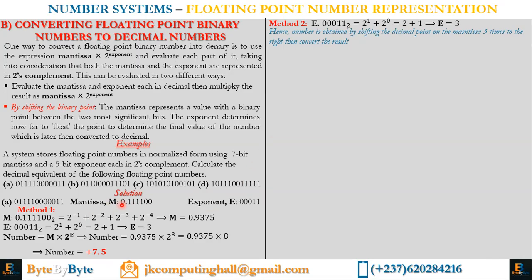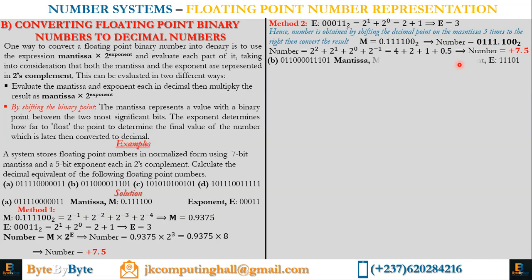And this is our mantissa here. I'm going to obtain the number by shifting this point 3 times: 1, 2, 3 times. So I'm going to have 111.100. I simply convert this number now to decimal. Place values 0, 1, 2, and the -1, making it 4 plus 2 plus 1 plus 0.5, and our number is positive 7.5. So those are the two methods we have in converting a floating point binary number to the decimal equivalent. Let us look at the B part. That is the number we have.